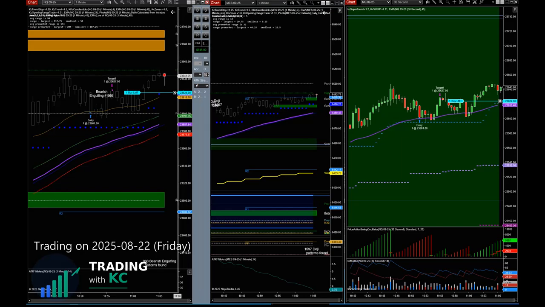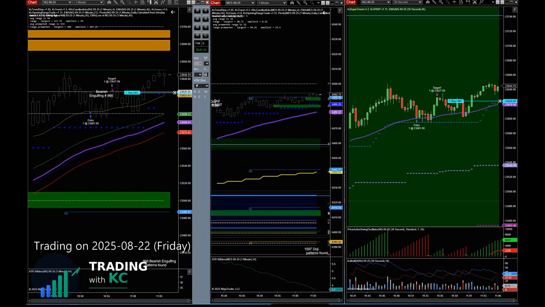Shoot, I need 15 points because I just need like another $300 and I'm done. But I'm not going to chase it. If this last trade doesn't go through, I'm done for the day. And it just is what it is.